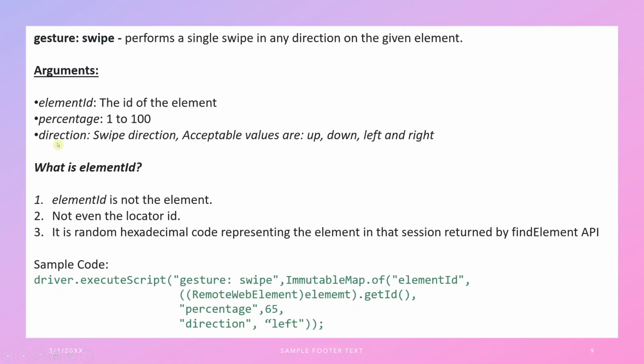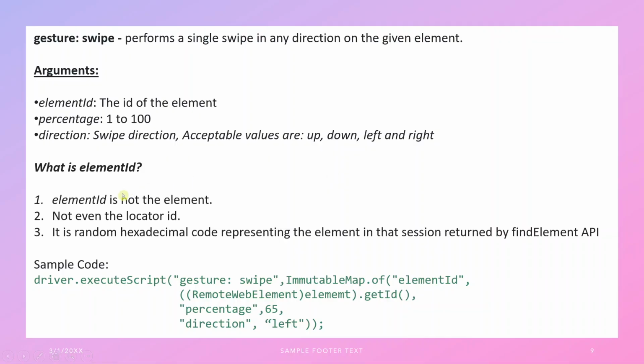And the direction we need to specify, that is the swipe direction. The acceptable values are up, down, left and right. As a part of this video we are performing left and right direction. I already made a video on the swipe up and down, already uploaded on the YouTube channel. Just go through that one.